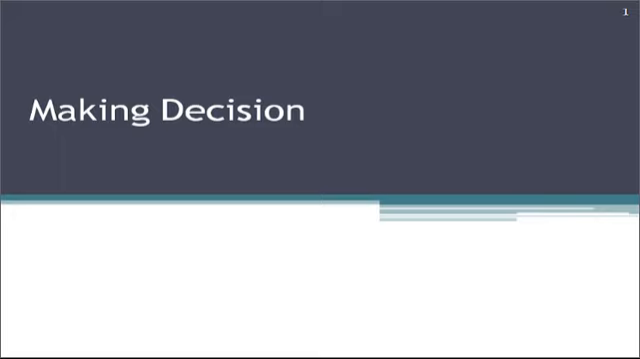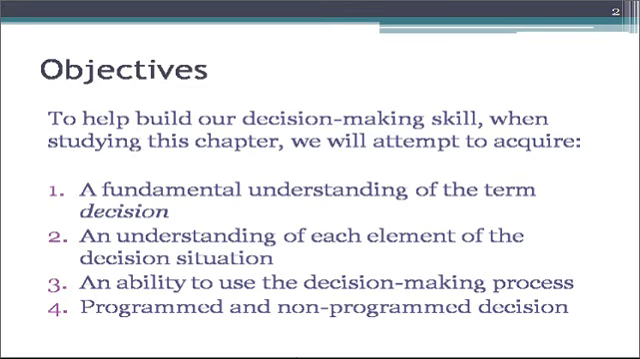Today we are going to discuss the topic making decision from the subject Management Information System. The objective of today's lecture is a fundamental understanding of the term decision, an understanding of each element of the decision situation, an ability to use the decision making process. And finally, the last objective is we are going to discuss program and non-program decisions.